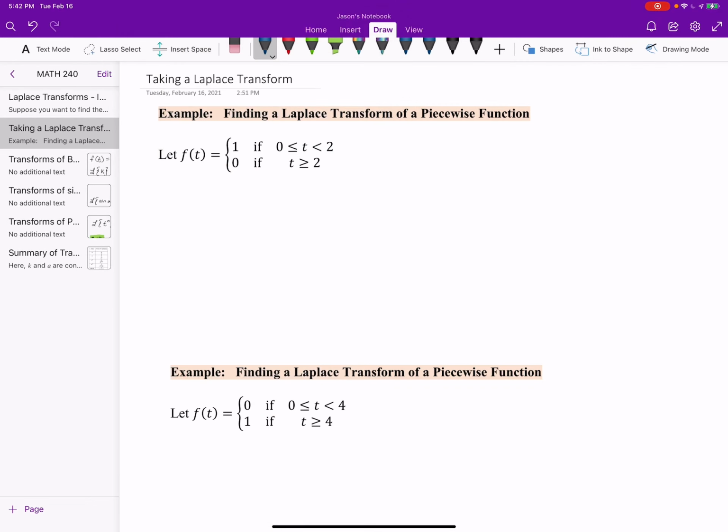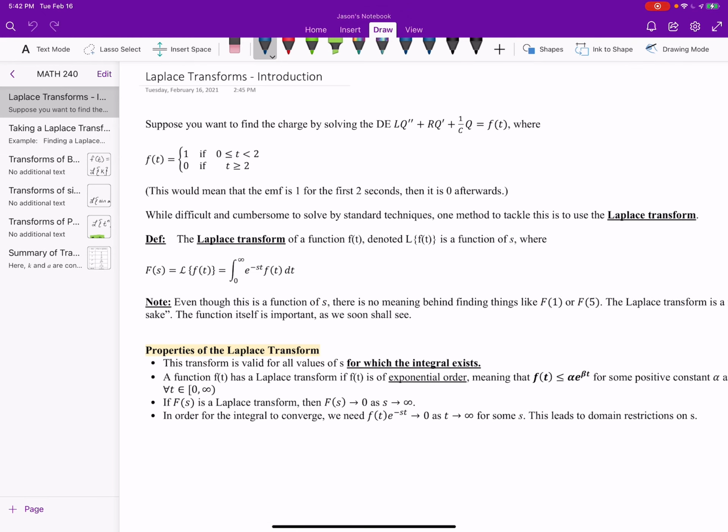All right, so what we're going to do is talk about Laplace transforms. So what is a Laplace transform? Well, it's an operator that is used on a function that has uses later. So here's an example of why we would ever care about Laplace transforms.